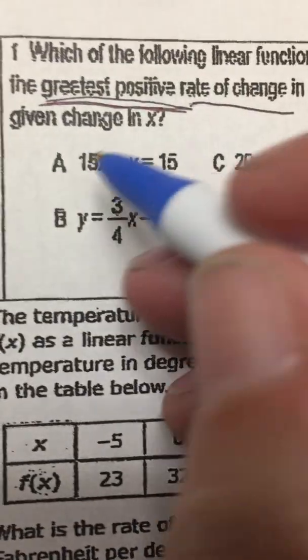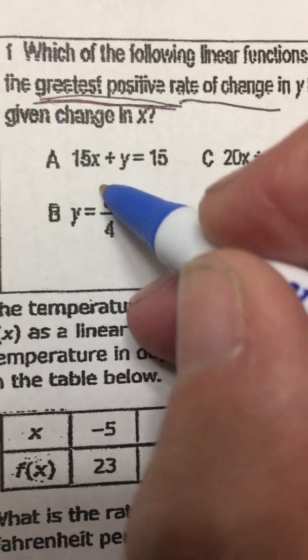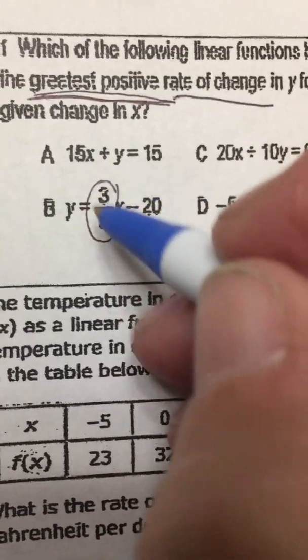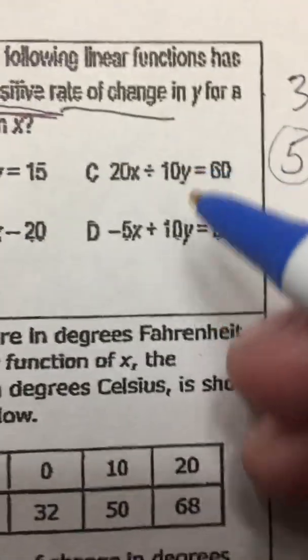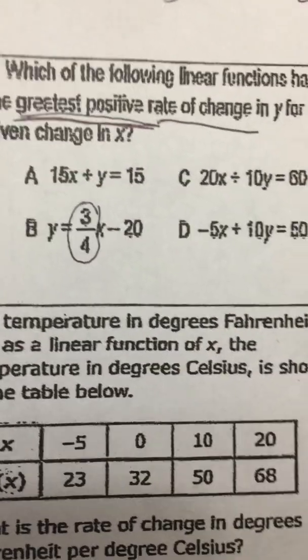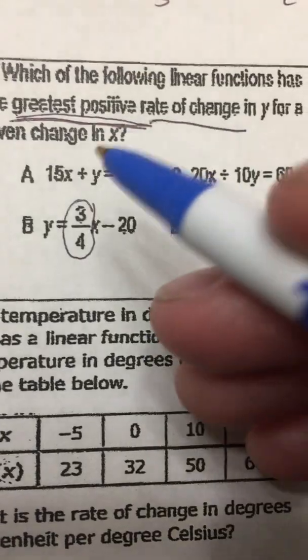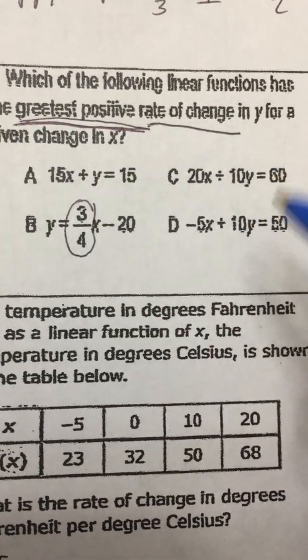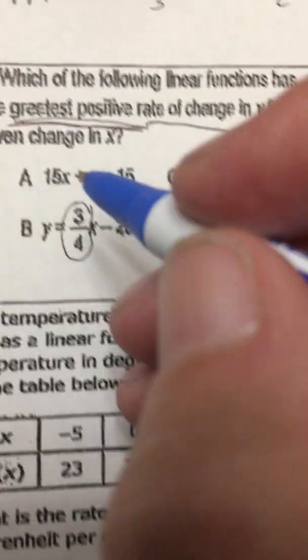So notice this one's not in y equals format. This one is. This one has a slope of 3/4, and it is positive, so I'm going to keep it. Not in y equals, not in y equals. So these three, I cannot see the slope. So in order to find slope, what are you going to have to do? Solve for y. So 3 times you have to solve for y.